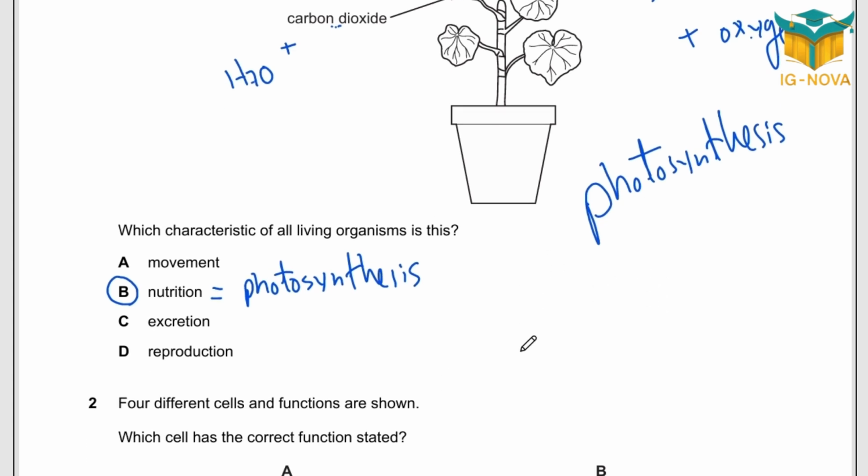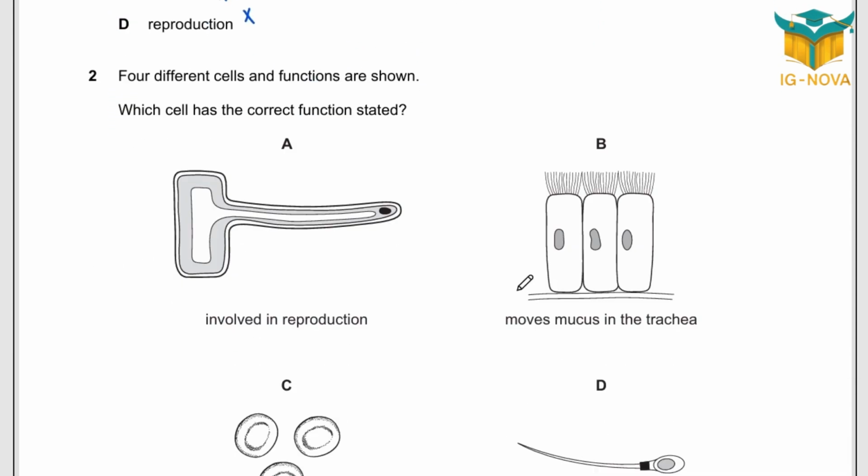Why not movement? Because movement is movement of the entire structure, entire organism, or even part of it, which is not shown here. Why not excretion? Excretion is to release, not to accept carbon dioxide. Why not reproduction? Because reproduction is to make more of the same organism, which is not shown on the drawing. So option B is correct.